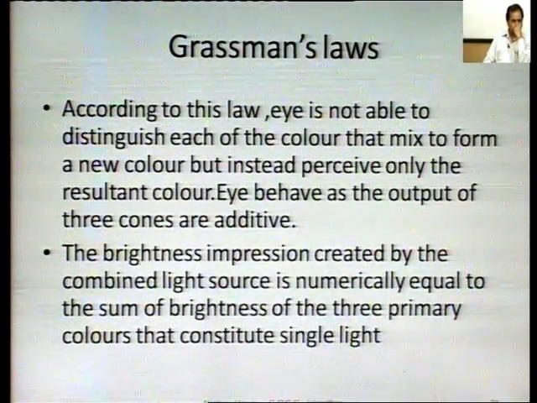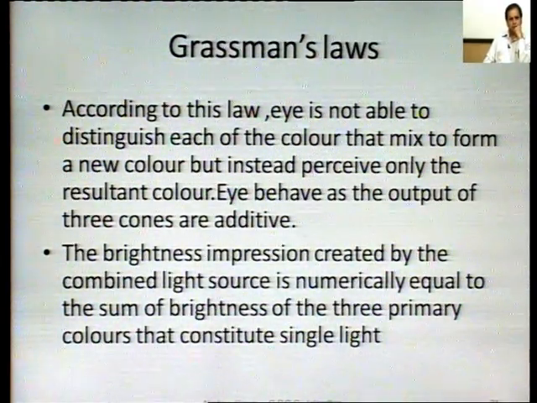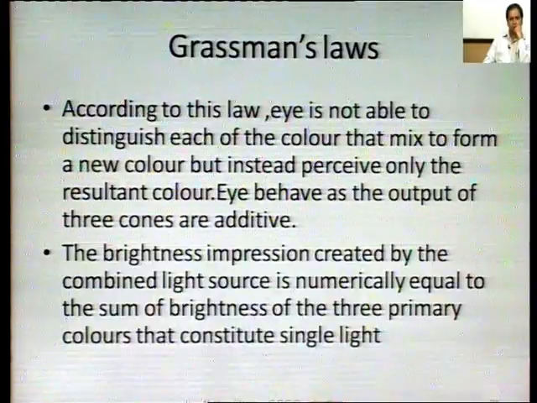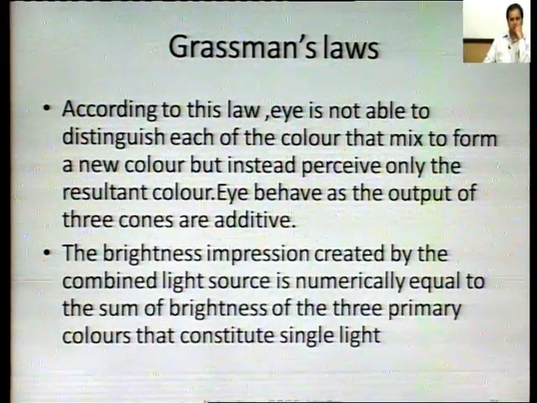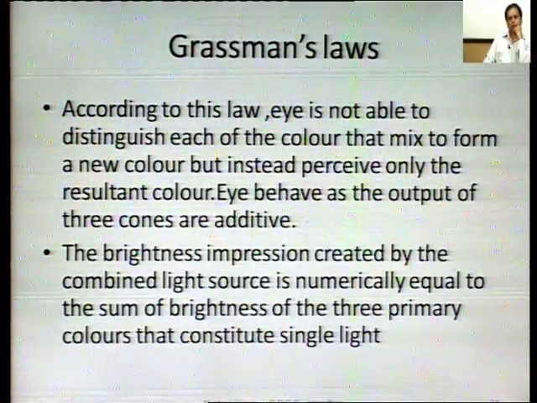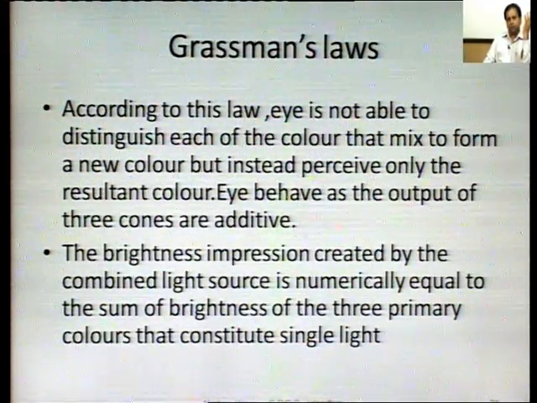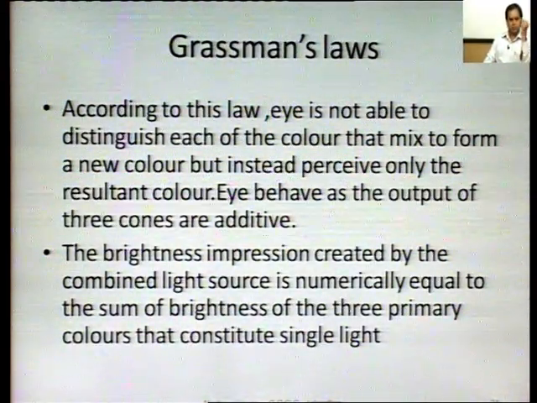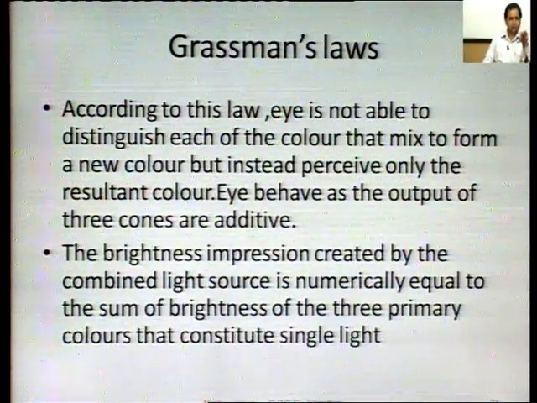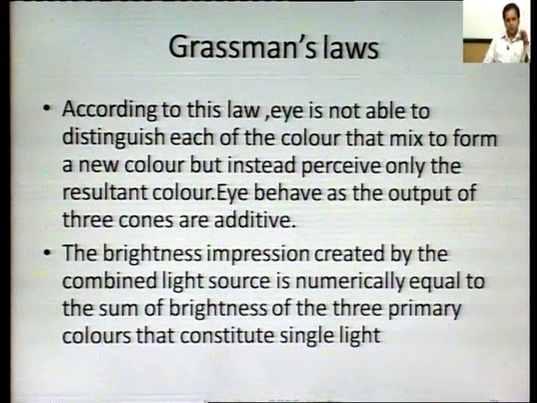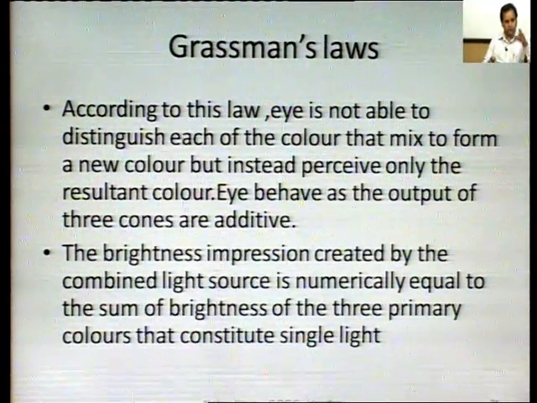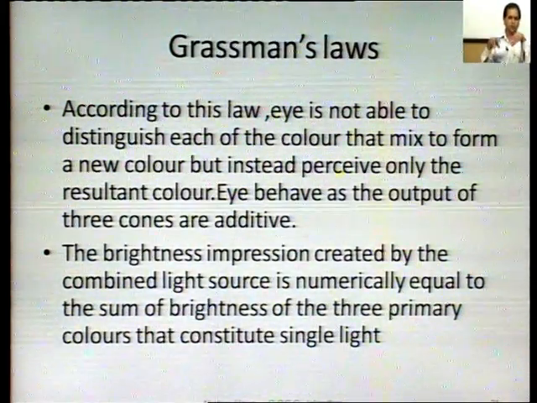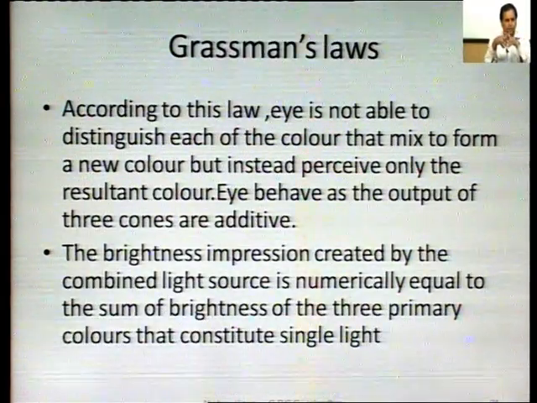Grassmann's law. According to this law, the eye is not able to distinguish each of the colors that mix to form a new color, but instead perceives only the resultant color. The eye behaves as if the outputs of the three cones are additive. So, it is always additive mixing which is being observed by the eye, because the eye is not able to distinguish each color. What we see is the resultant of those three colors, the mixed color; what we perceive is the resultant color.